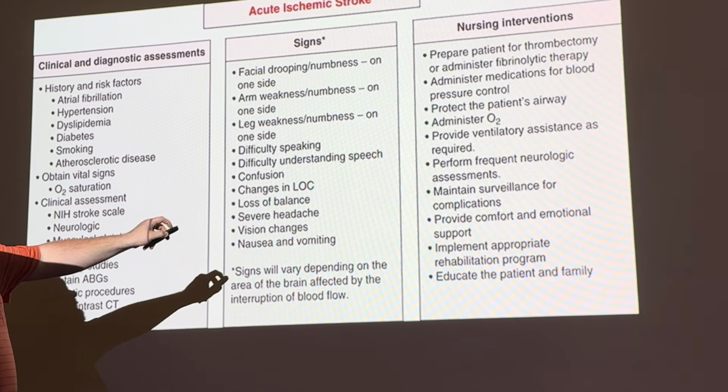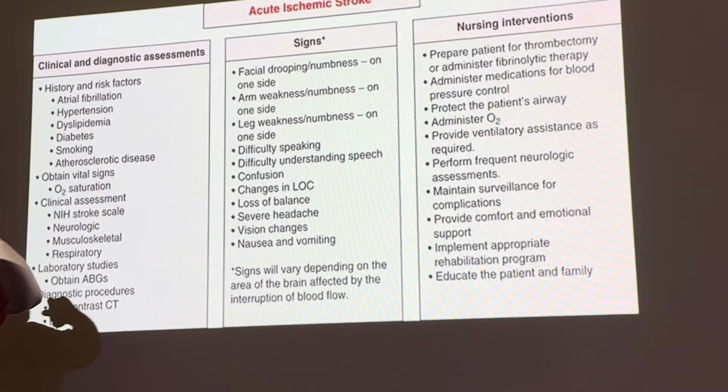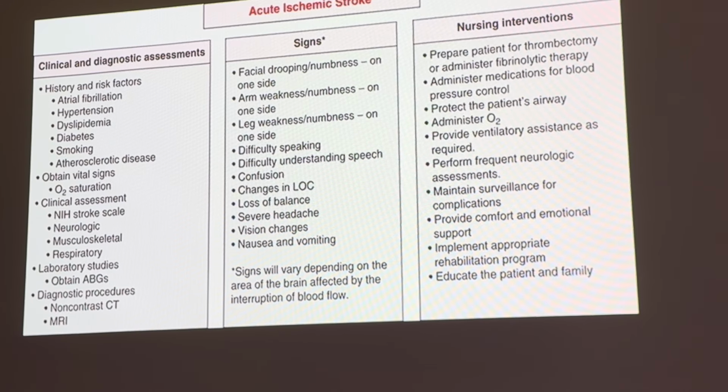The things I want to highlight too is your nursing interventions over here. So your fibrinolytic therapy. Remember, I can't give this for a hemorrhagic stroke. We're going to have some really bad consequences if we give fibrinolytic therapy and it's a hemorrhagic stroke. Right? This is going to really increase their risk for bleeding. With our TPA, or our fibrinolytic therapy, it's got to be within 4.5 hours of initial onset of symptoms. Anything over that is contraindicated. We're not going to give it.